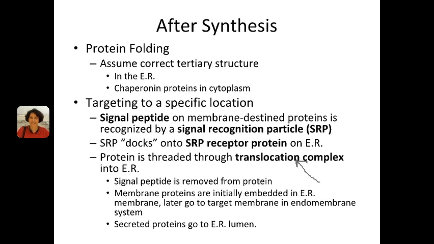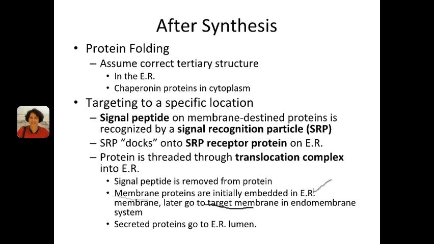So in the ER, once a protein is inside the endoplasmic reticulum, the signal peptide is going to be taken off. So this is where that methionine amino acid is going to be removed. The proteins that are going to be part of the membrane are first going to be embedded in the endoplasmic reticulum membrane, and then they're going to move to their final target membrane in the endomembrane system.